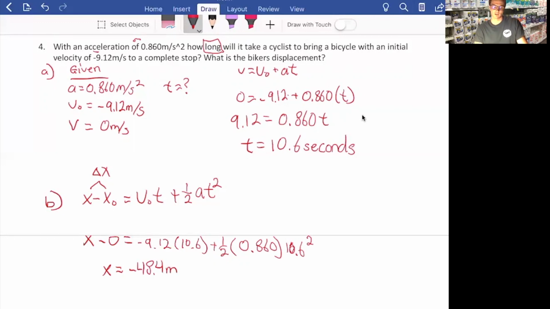It makes sense too because our velocity is negative. Velocity is telling us which direction our cyclist is going. So our cyclist is going in a negative direction, so we're going to have a negative displacement in this case. Yeah, cool.